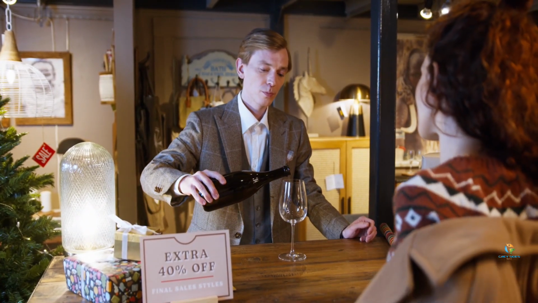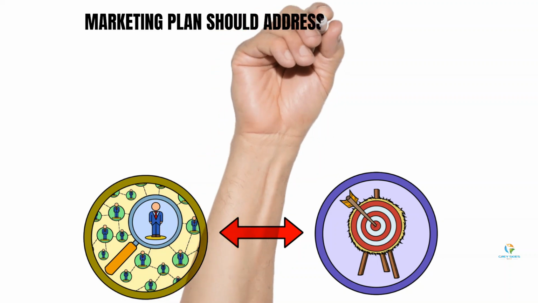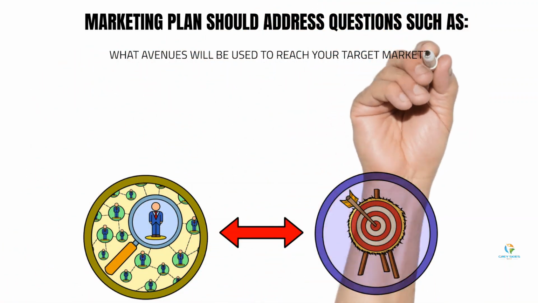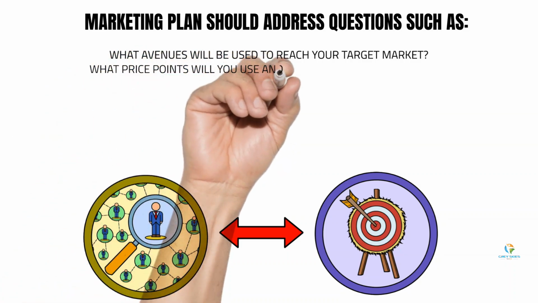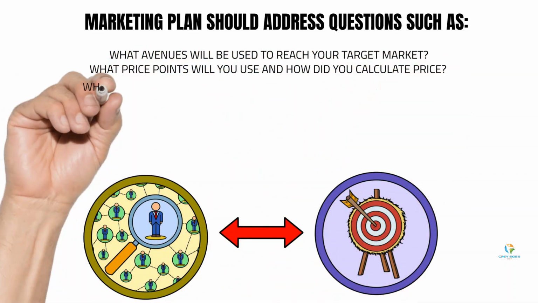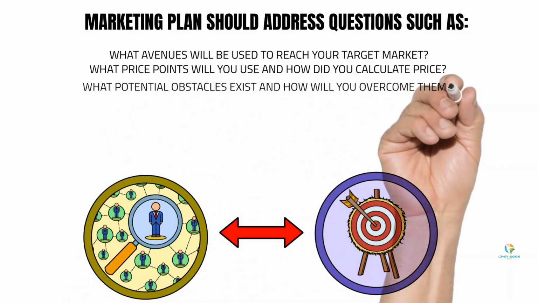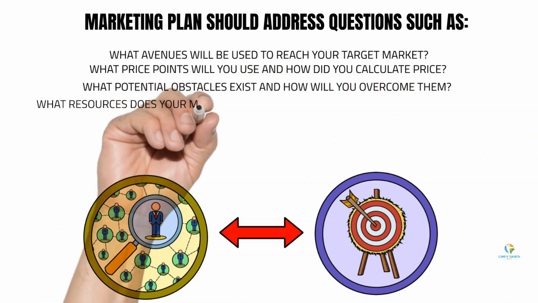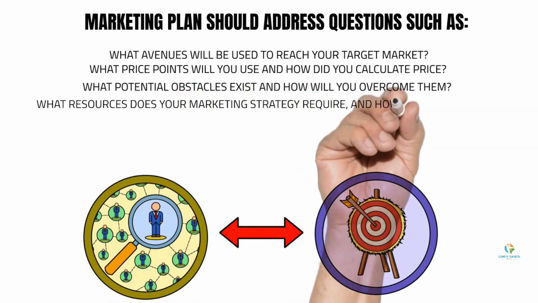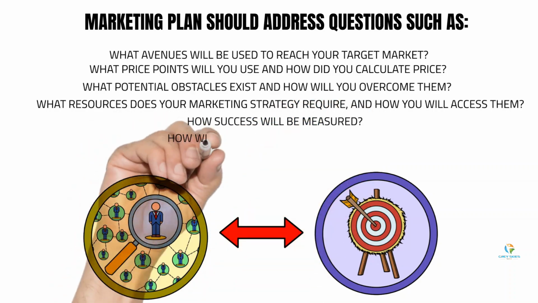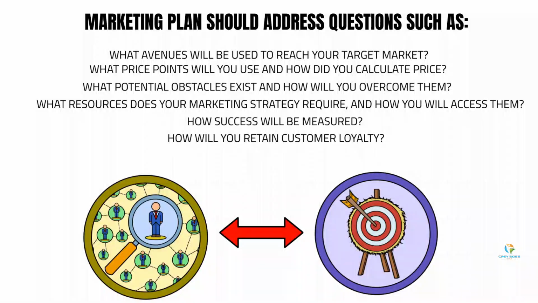if your target customers don't know about it, your business will fail. Your marketing plan should address questions such as, what avenues will be used to reach your target market? What price points will you use and how did you calculate price? What potential obstacles exist and how will you overcome them? What resources does your marketing strategy require and how will you access them? How will success be measured? How will you retain customer loyalty?